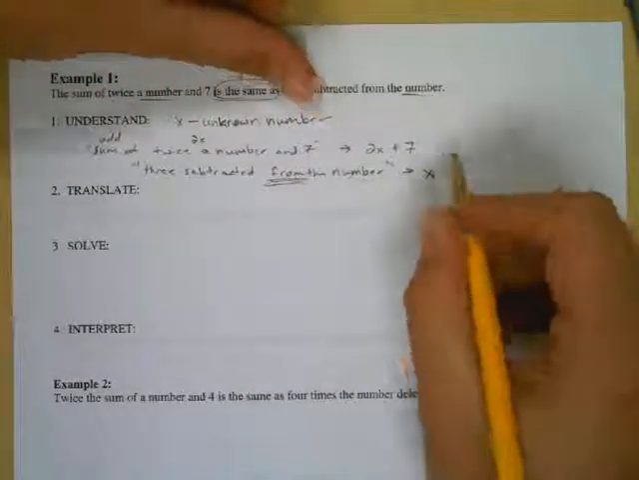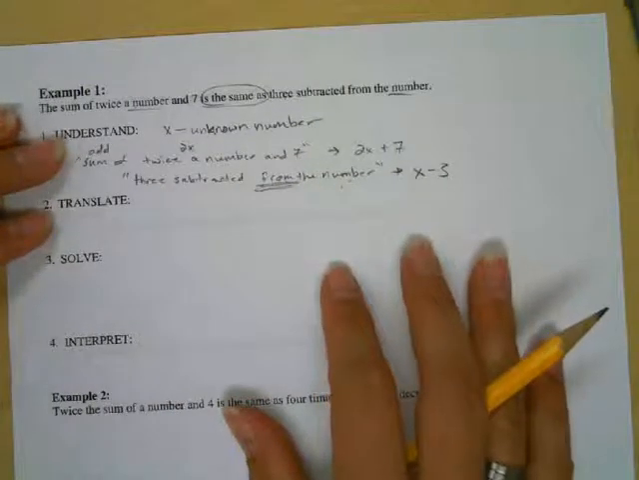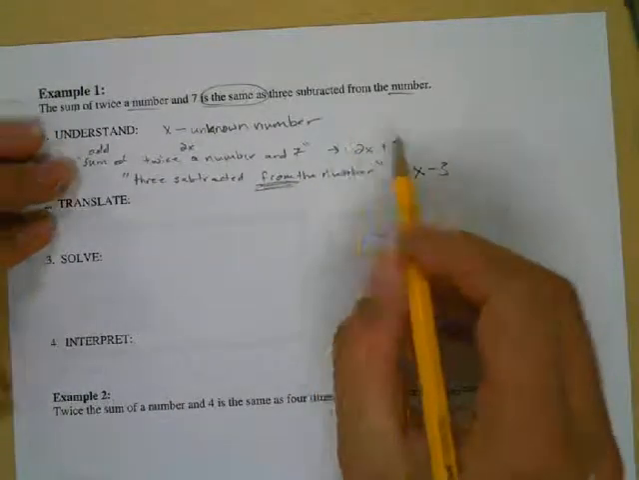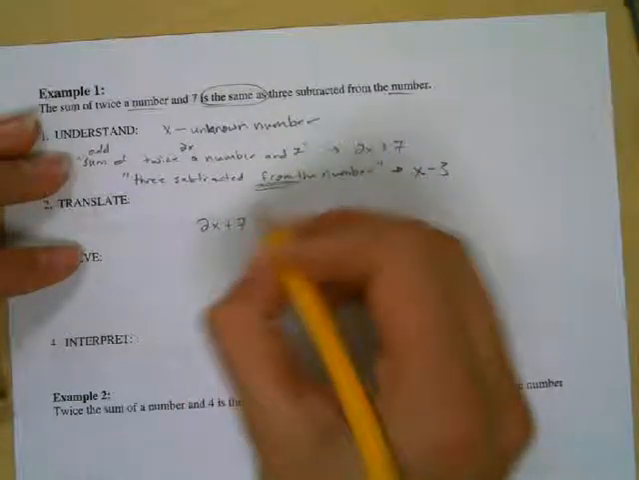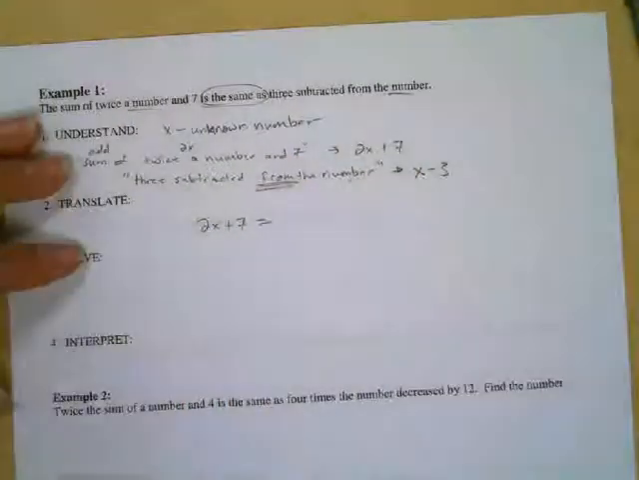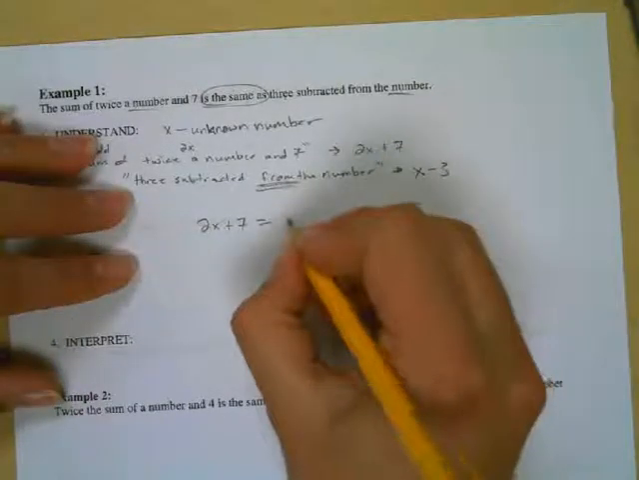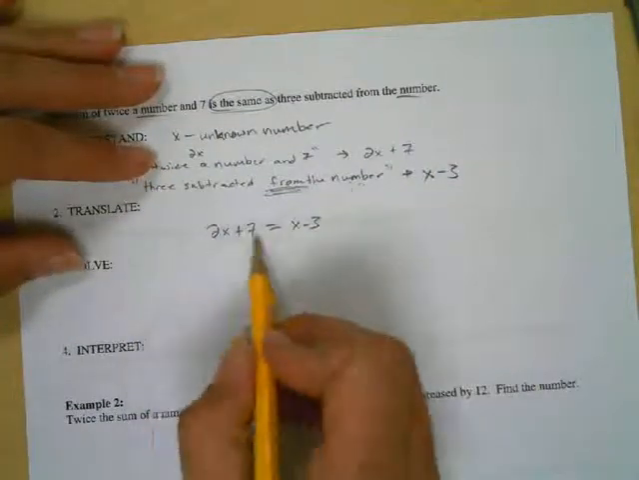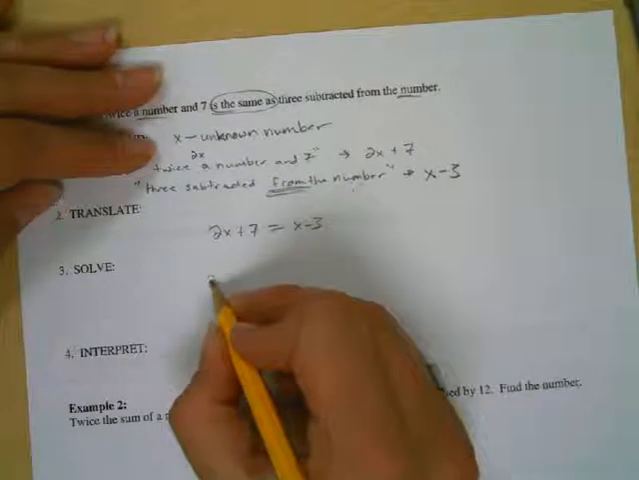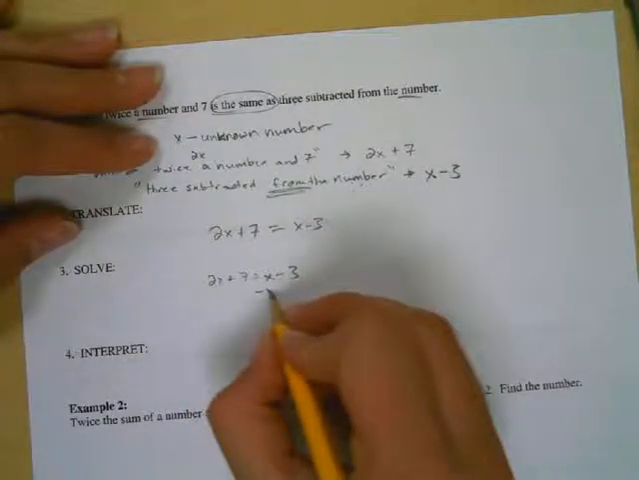Alright, so then translate. We have the pieces broken down, and we've got that the sum of twice a number and 7 is the same as, means equal in math, the 3 subtracted from the number. Okay, so then from there we just solve this. So if I take 2x plus 7 equals x minus 3, we're going to solve, so I'm going to subtract x.